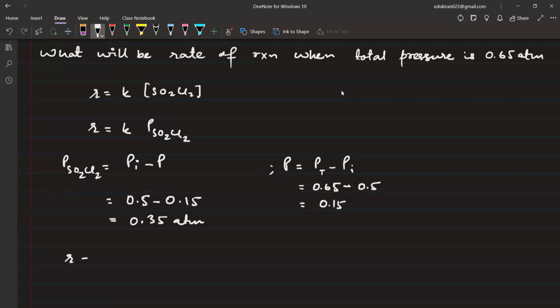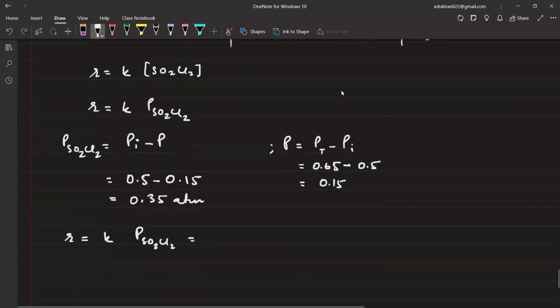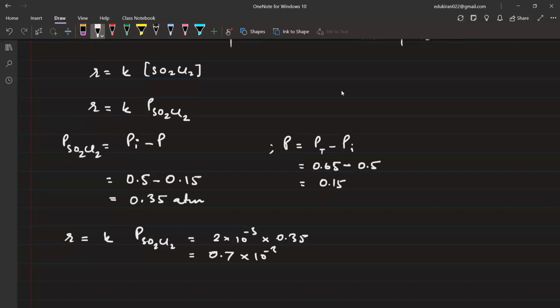atm. So rate will be equal to, what do we have now? K into pressure of SO2Cl2. What is K here? 2 into 10 to the power minus 3. 2 into 10 to the power minus 3 into pressure of SO2Cl2, how much did we get? 0.35. This will be equal to 0.35 into 2, what will it be? 0.7 into 10 to the power minus 3. Now the unit here will be atm per second. This is your answer. 0.7 into 10 to the power minus 3 atm per second.